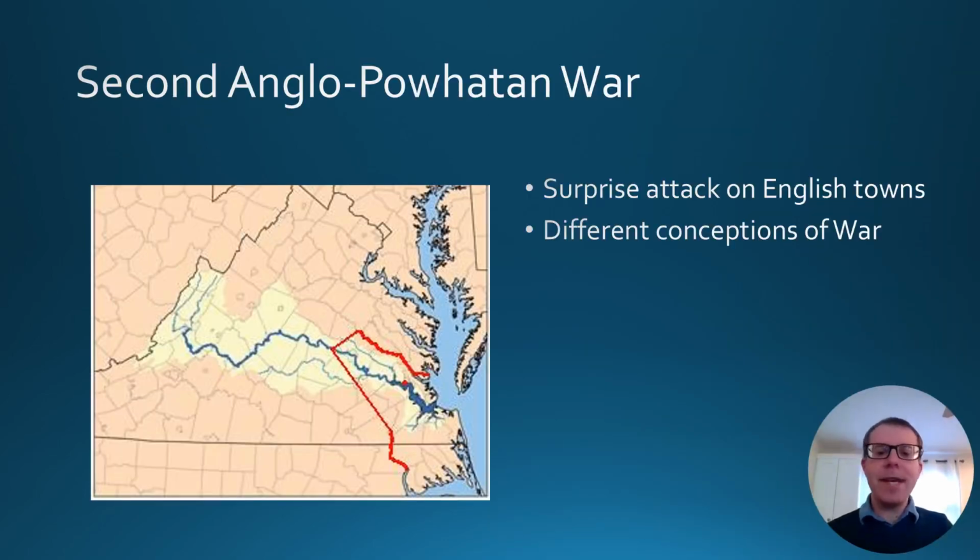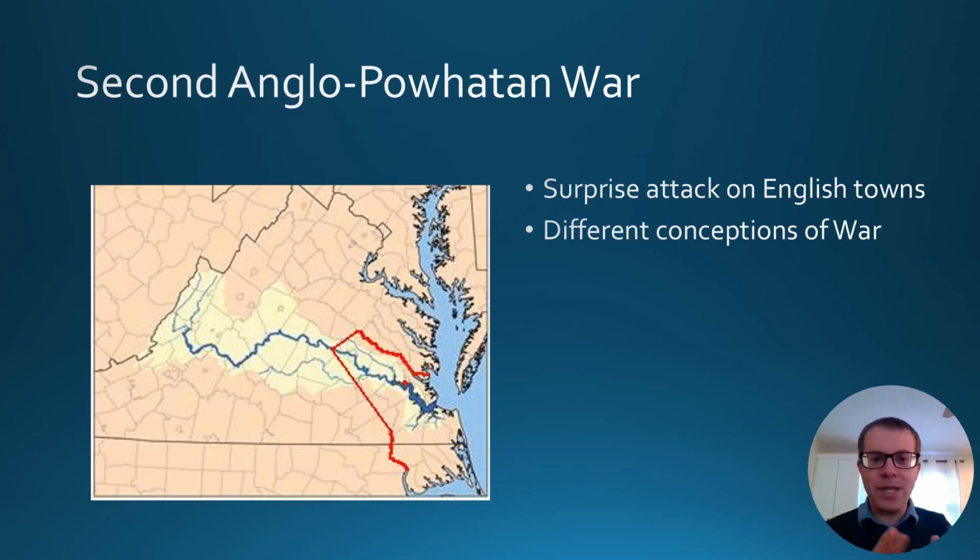Now, despite the diplomatic marriage between John Rolfe and Pocahontas, a number of changes happen in both the Powhatan Confederacy and Virginia that lead to renewed tensions between the two entities. So, first in the Powhatan Confederacy, Powhatan himself dies, and his younger brother takes over leadership of the Powhatan Confederacy, and his younger brother's name is Apinchon. And Apinchon has a more aggressive policy against the English for a variety of different reasons.